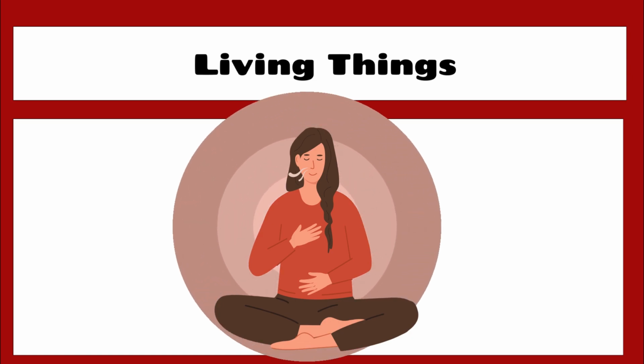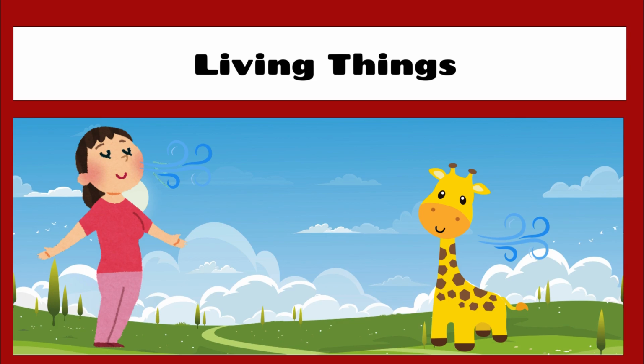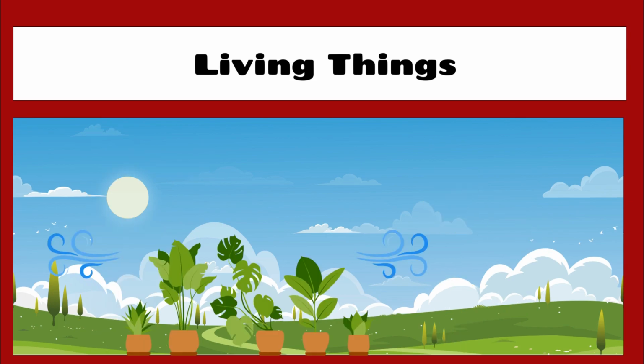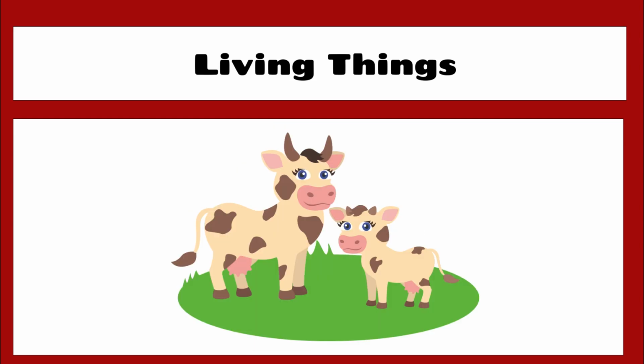Living things can breathe. Human beings and animals breathe in fresh air using their lungs, while plants inhale carbon dioxide from the surroundings. Living things reproduce, like a woman gives birth to a baby, a cow gives birth to a calf.